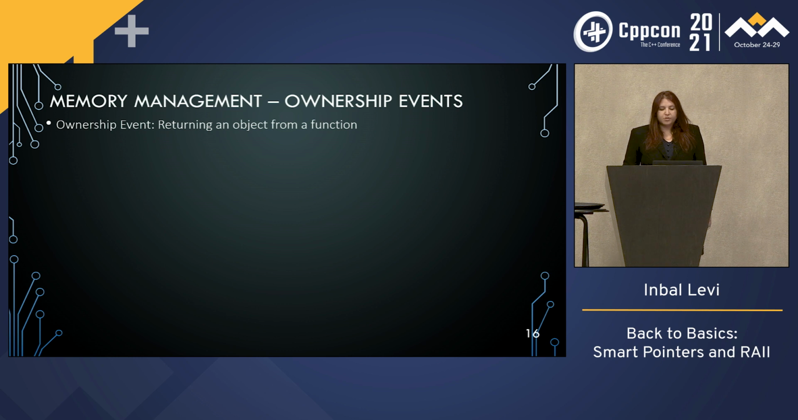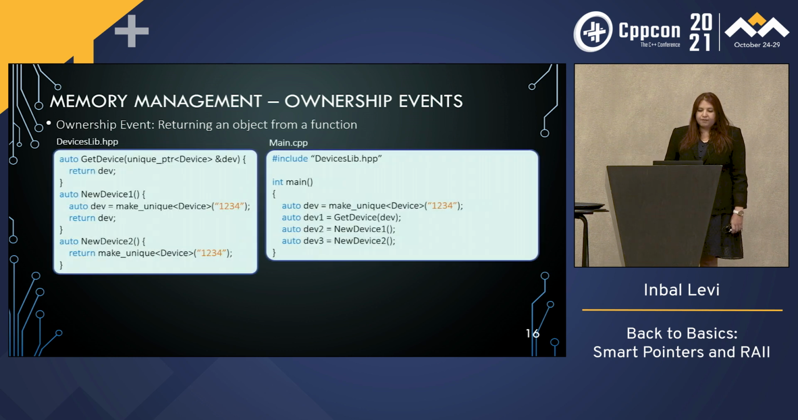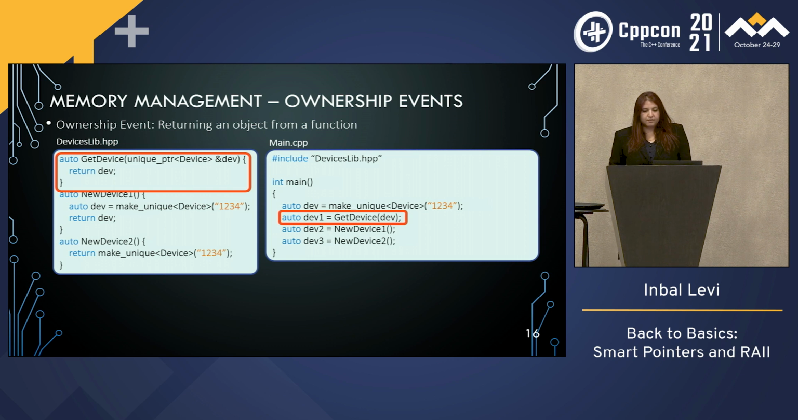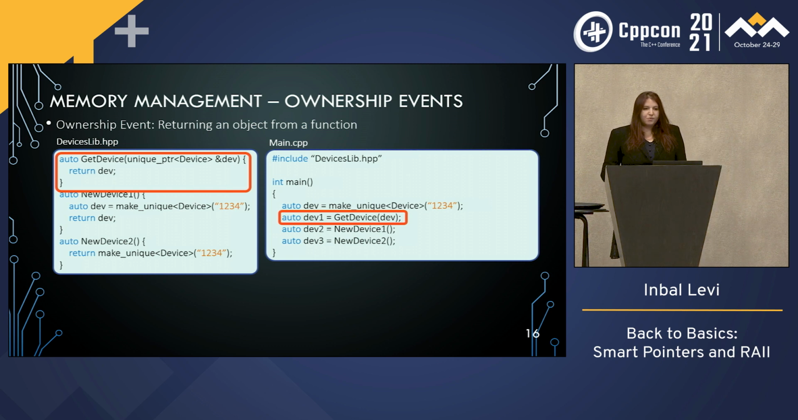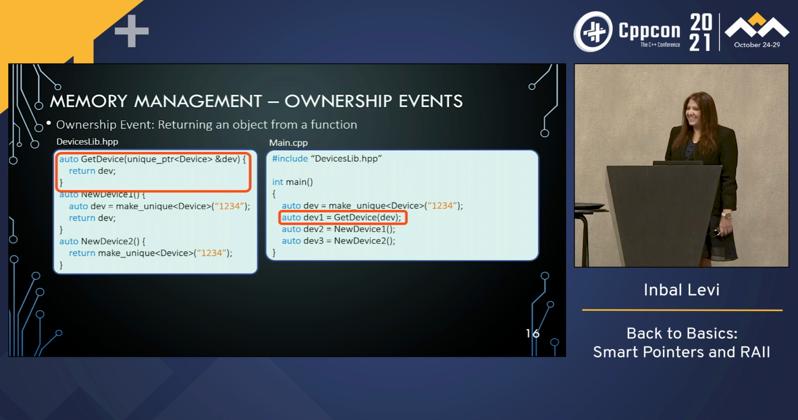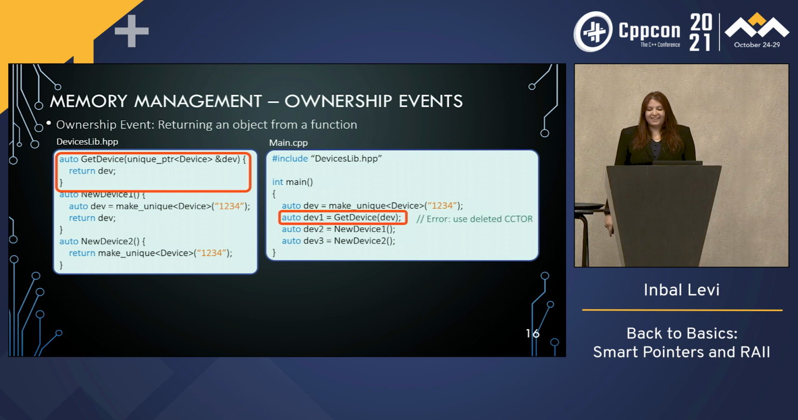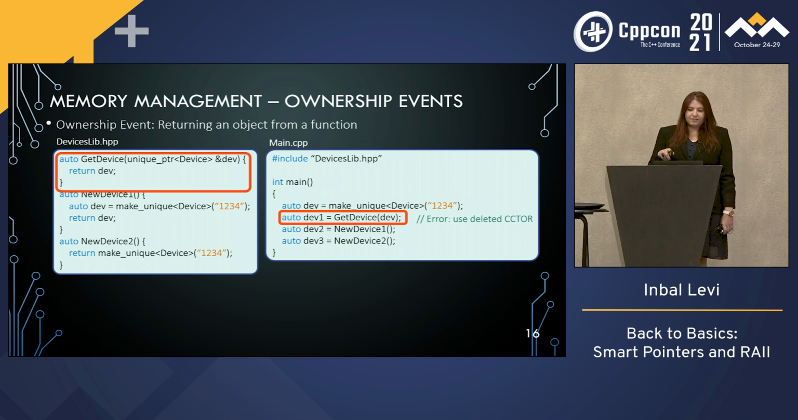Now let's look at returning an object from a function. Here I have a different example, a getDevice function. Now I fixed it, I take it by reference, and I return the value in dev. So what do you think will happen here? Everyone who thinks that this will work, please raise your hand now. Okay. Everyone who thinks that this will fail, raise your hand. Everyone who hasn't raised your hand, I guess you're not sure. That makes sense. So that will actually fail. We fixed the value that gets into the function, but we also try to copy it on the return.